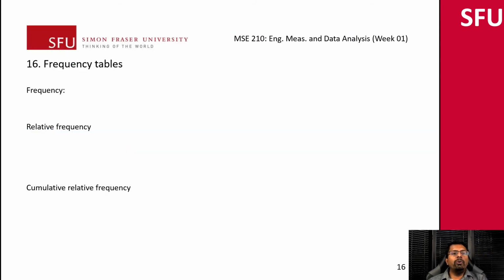So next we're going to be looking at frequency tables. First we'll define what a frequency is. Frequency is the number of times a value occurs in the data.